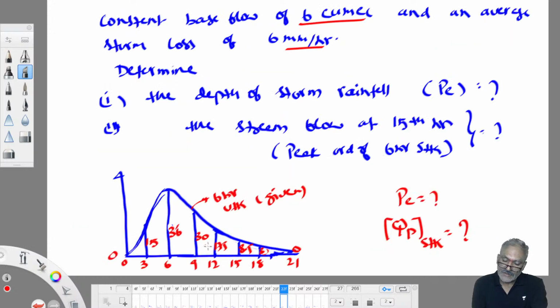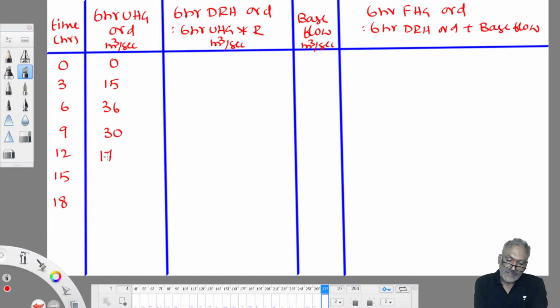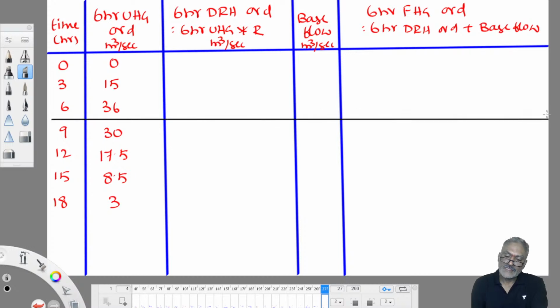36, 30, 8, 17.5, 8.5, 3. Right? So where there is a peak of the unit hydrograph, there only the peak of the direct runoff hydrograph also occurs. So where is the peak coordinate of this one? Among all these ordinates, this is the peak coordinate. Exactly the same place you will find the peak of the flood hydrograph.